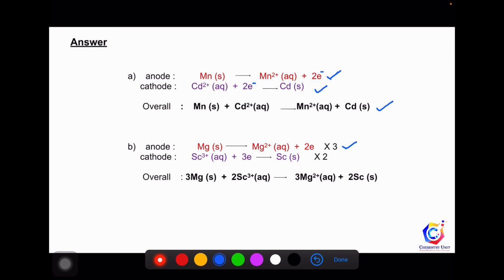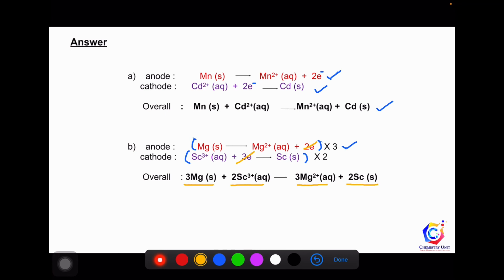Here, the electrons on the left hand side and the right hand side are not balanced, therefore, we should balance it by identifying the lowest common multiple, which would be 6. Therefore, the first equation is multiplied by 3 and the second equation is multiplied by 2. So, this would give us 6 electrons, and the electrons on the left and the right can be cancelled, giving us an overall chemical equation, which is 3 Mg solid plus 2 Sc3+ aqueous to produce 3 Mg2+ aqueous plus 2 Sc solid.